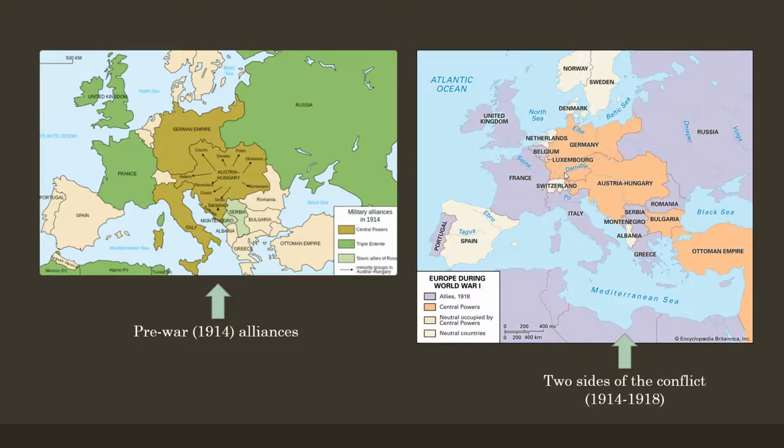So talking about alliances, I don't know why I have this here. This is kind of out of order. I probably should have put this before. This was meant to go after long-term causes, so apologies there. So pre-war.